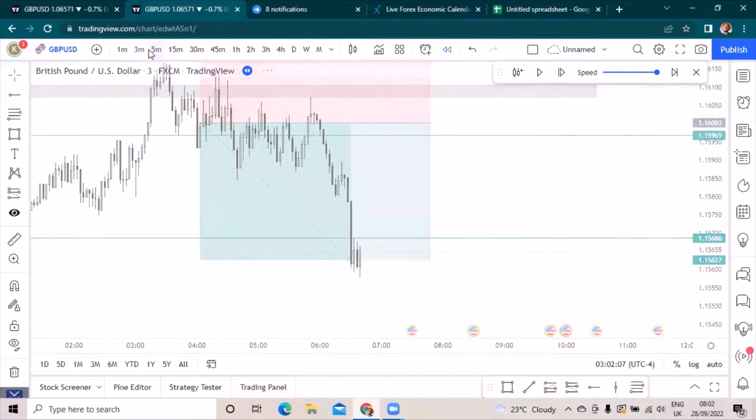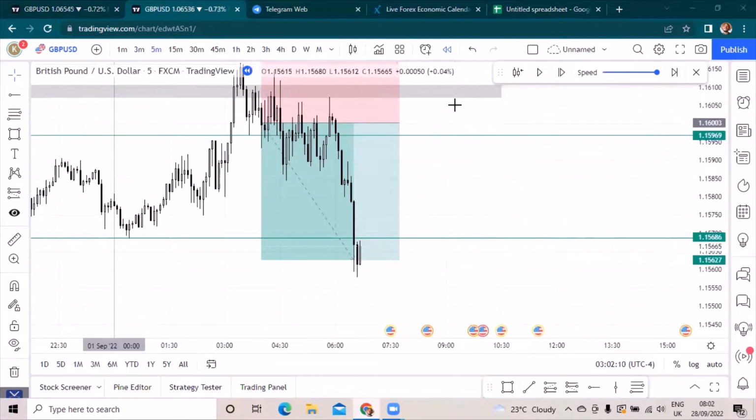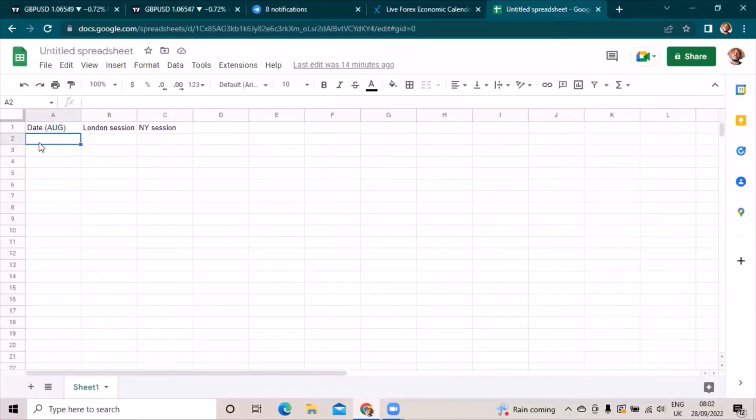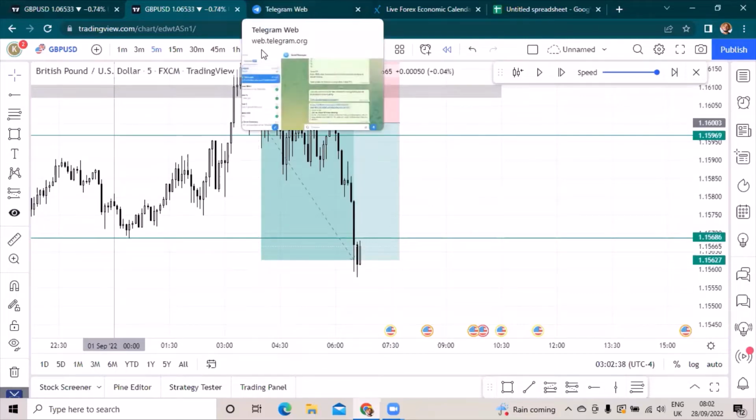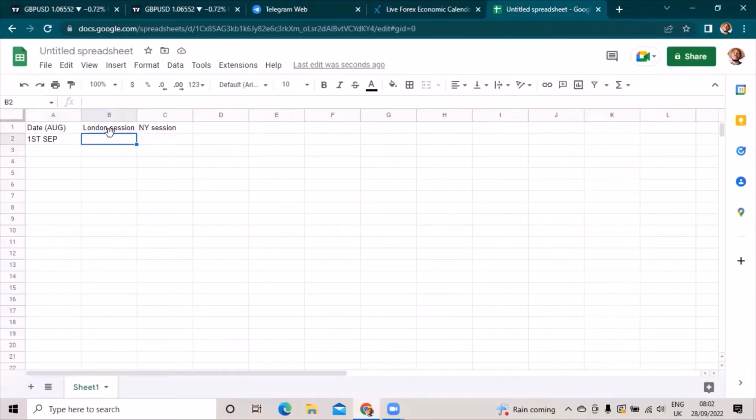So this was a winner, and this was 1st September. And I just go on my spreadsheet and put it down as 1st September, London session. When did I take the trade? You guys saw when I took the trade. So my entry was at 4 a.m. Eastern time. That's around 9 a.m. Nigerian time. So it's around the early London session. So that's what I'm going to put here. So I'm going to write plus 2R.